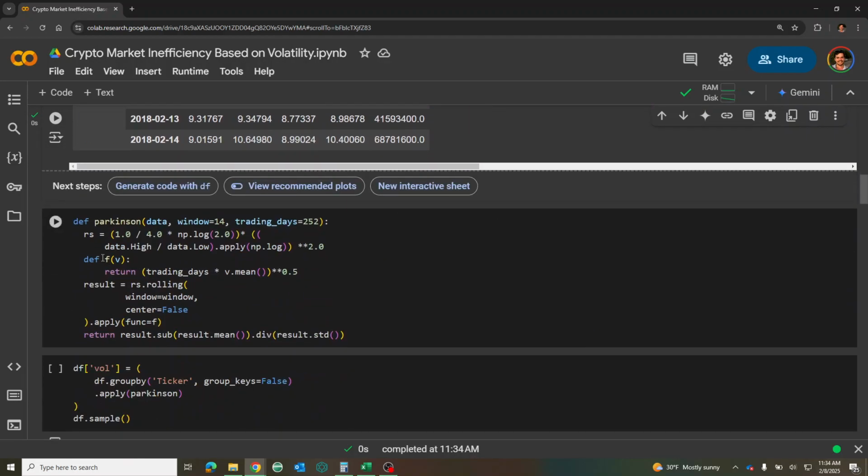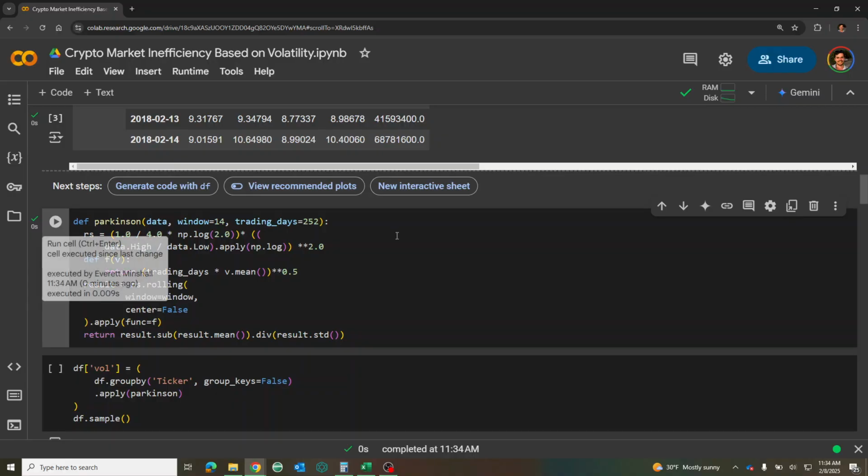Amazing. So in this instance, we're going to use the Parkinson volatility, and the Parkinson volatility doesn't just use the close over a rolling window. Instead, we're using the average between the high and the low, and we're taking the log of that and applying it to basically our overall trading days, and that calculates what our window is going to be for our results. We apply it. Anyway, this is just a calculation of the Parkinson volatility. You can read up on more of that on your own.